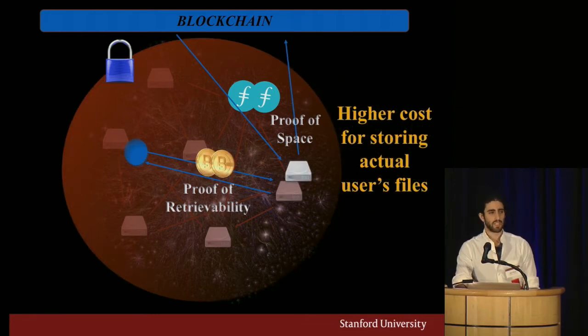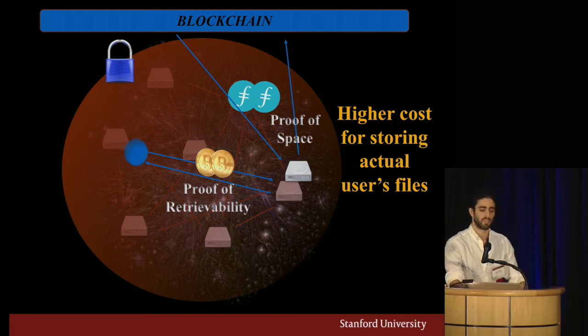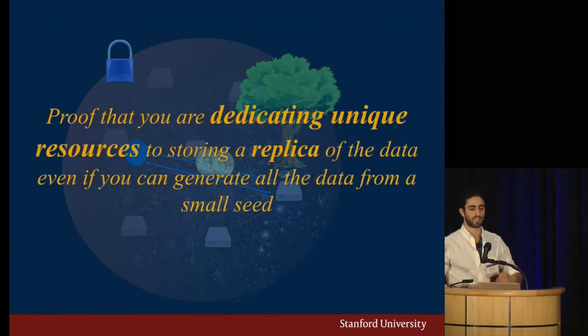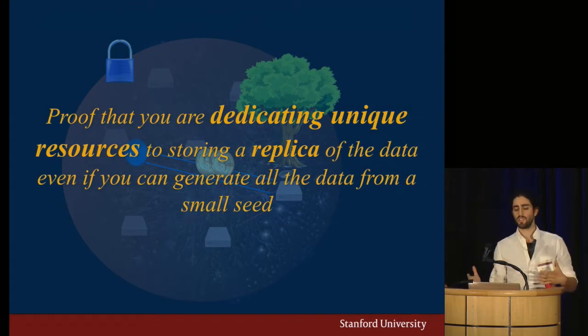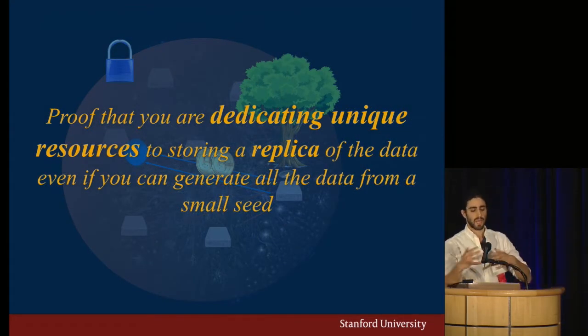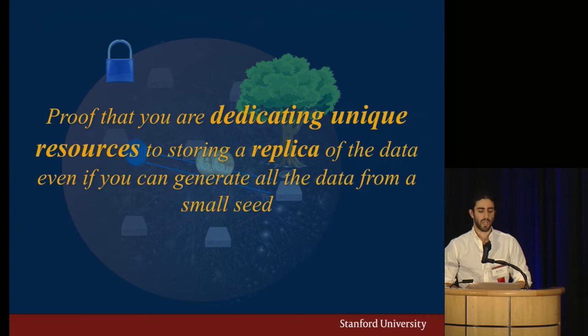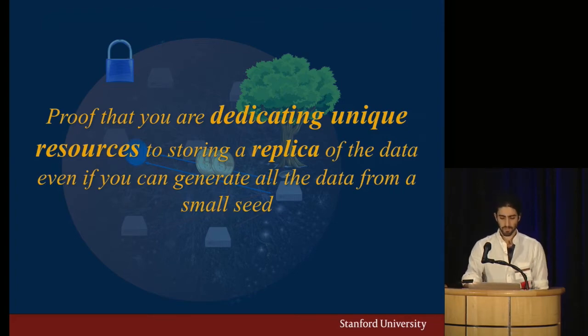And in fact, it increases the cost for storing actual users' files, because now we have to cover your opportunity cost for using that second disk just to give a proof of space and get rewards from the blockchain. So what we want is a proof that you're dedicating unique resources to storing some replica of the data that you're claiming to store, or that a user requests for you to store, even if you can generate all that data from a small seed.